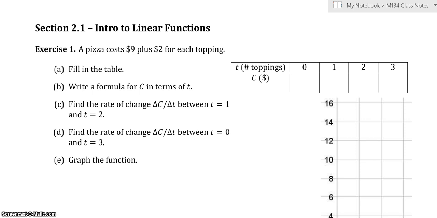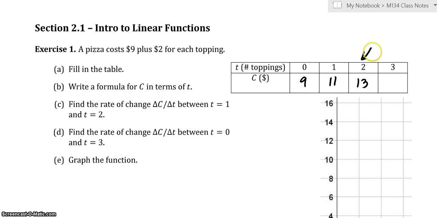A pizza costs $9 plus $2 for each topping. So let's fill out the table. There's two ways to fill out the table. One is to just go for logic. So initially, when you have 0, we know it's going to be $9 because it just costs $9. So if you have 0 toppings, you still have to pay $9 for the pizza. If you have 1 topping, then you're going to have $9 plus 2, so that would be 11. 2 toppings, another $2, that would be 13.